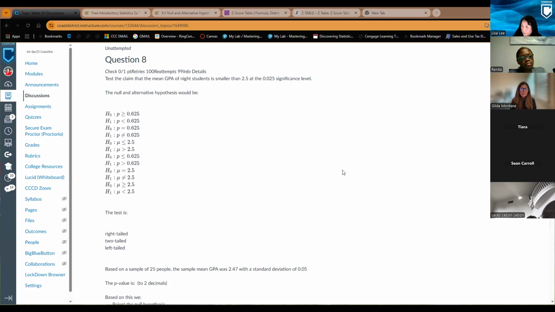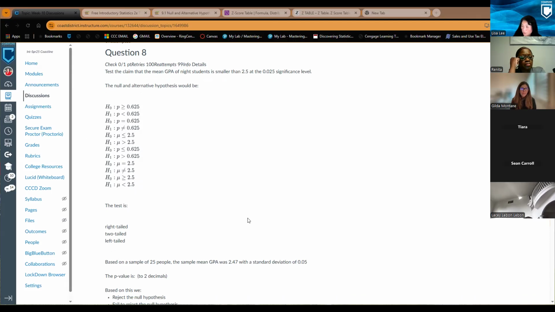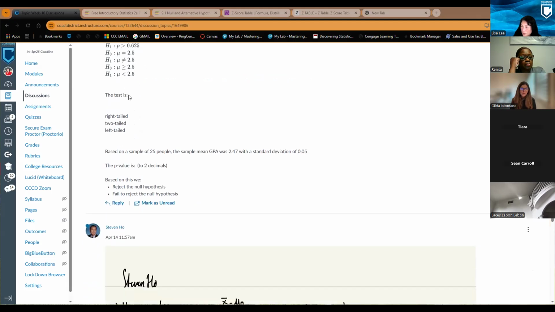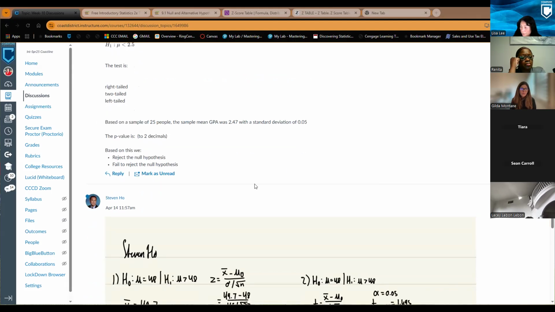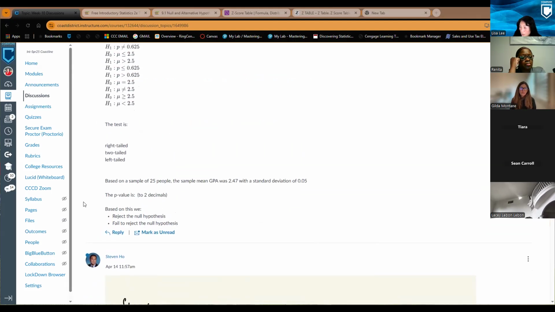This one here, you see, I just copied and pasted, and it came out not in the right order. The first pair, I think it's the first choice, second pair, third pair, all the different choices here. And the questions ask whether the test is a right tail test, two tail test, or left tail test, based on sample 25.